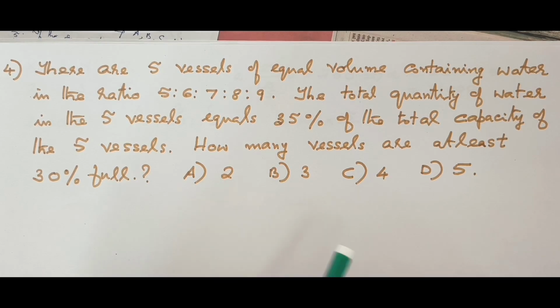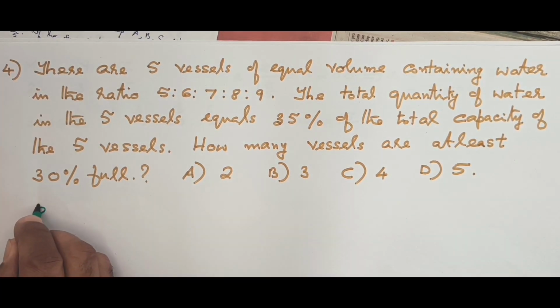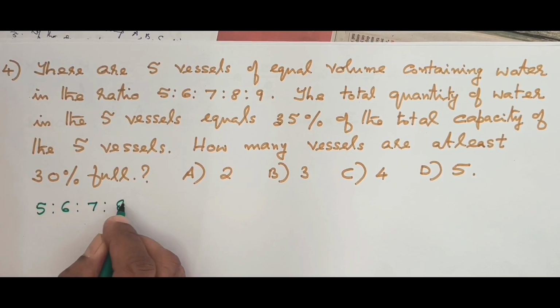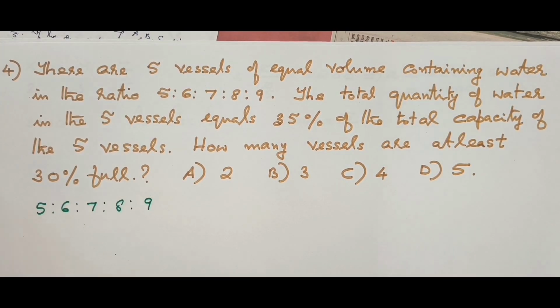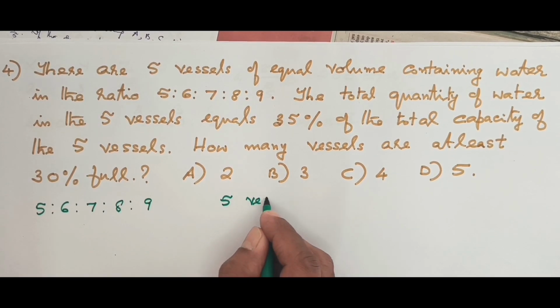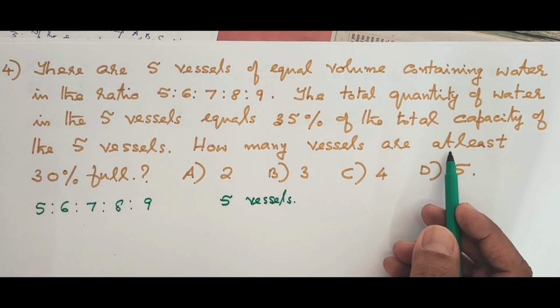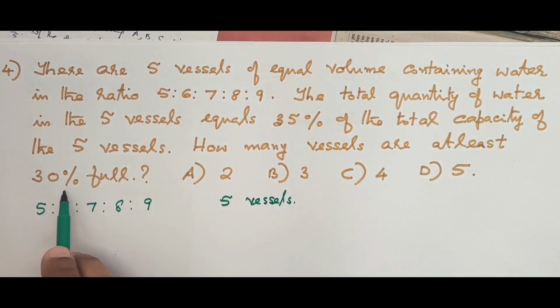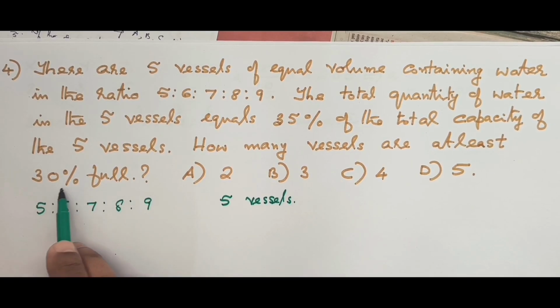These are the options. Here you have a ratio like 5:6:7:8:9 relating to the quantity of water in 5 vessels. And this is the question to be answered. How many vessels are at least 30% full? So it's a percentage. Percentage is nothing but a ratio. So you begin with a ratio and the question to be answered is also related to another ratio or percentage.